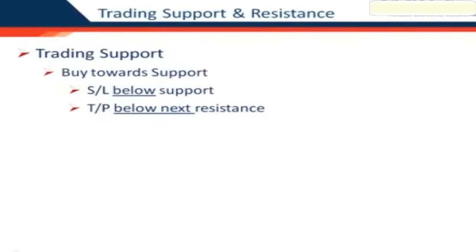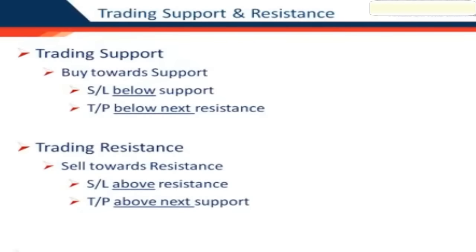So how do you trade it? Trading support and resistance is very simple. So let's start out by looking at trading support. Since there are buyers around, you want to be a buyer as well. So you buy towards support with your stop loss below support. This is because if support doesn't hold anymore and there's no more buyers, you want to make sure you close the position. On the long position that you hold, you want to take profit below the next level of resistance.